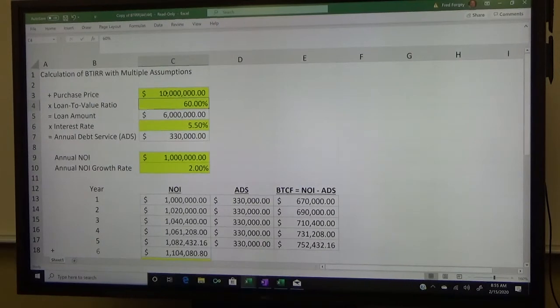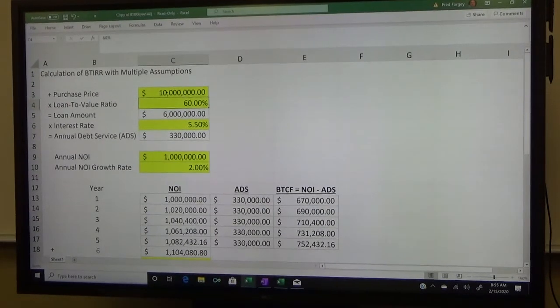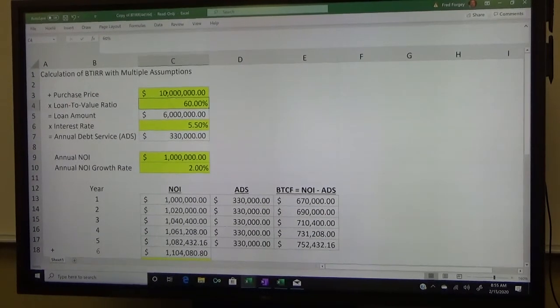Is there a developer promote? Where does that go in? That's later in the spreadsheet. Yeah, but at the very end of the cash flows, we subtract it out. Yep. Just as written there.